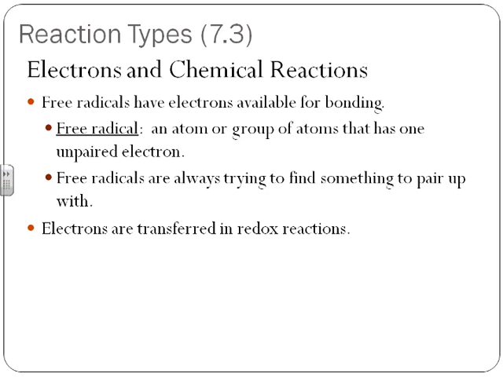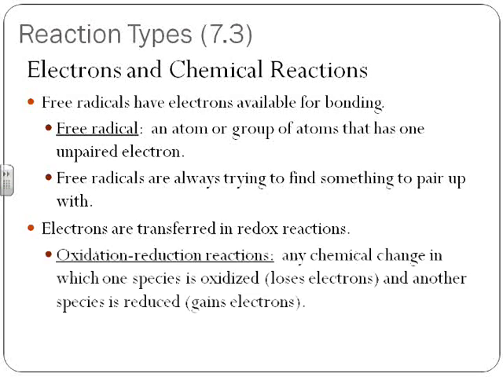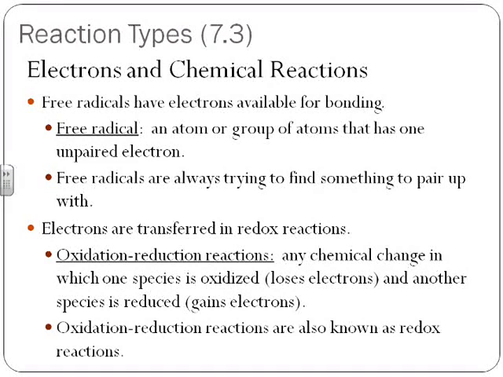Now, electrons can also be transferred in redox reactions. So electrons are transferred in ionic bonds, but they could also be transferred in chemical redox reactions. Now, you just need to know the definition of an oxidation-reduction reaction, and it's a chemical change in which one of your species is oxidized, and you need to know that oxidized means loses electrons, and then another part of your reaction is reduced, and that means it gains electrons. So oxidation-reduction reactions can also be known as redox reactions. So it's kind of like a nickname for them.